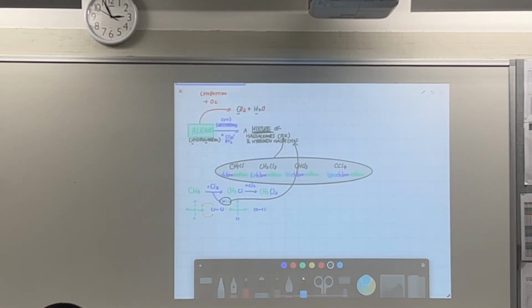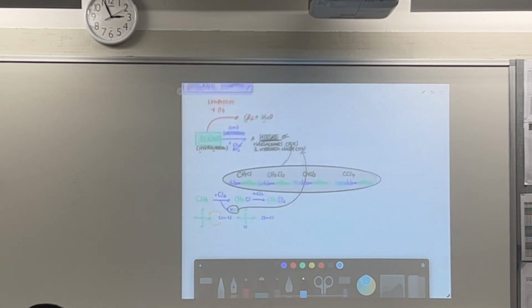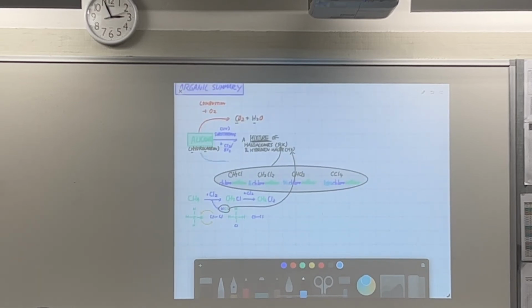So that's the second reaction. We have the third reaction. Does anyone remember? Cracking. What is the catalyst for cracking? There are 2 catalysts possible for cracking. Silicon dioxide or aluminum oxide. Put that down. That's the third reaction.